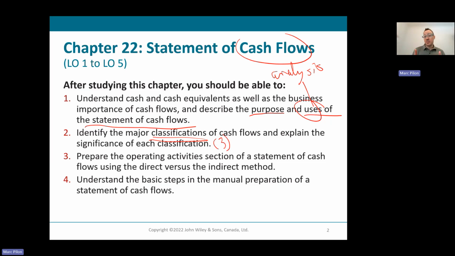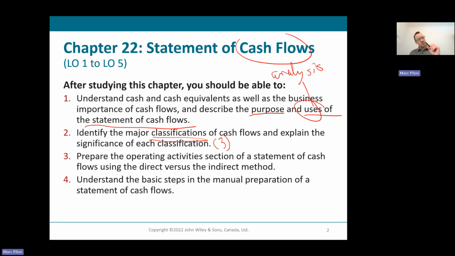It's not a difficult chapter. It's also not a long chapter, so we'll get through this fairly quickly. It's fairly straightforward. You have studied this before in Intro Accounting 2 and in Intermediate Accounting 1. You would have seen to some extent the statement of cash flow. So it's not really new.